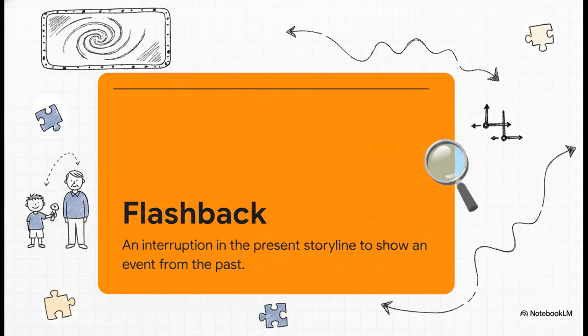Imagine you're watching a movie, right? And suddenly the screen gets a little wavy, maybe the music shifts, and boom. You are suddenly seeing the main character as a 5-year-old. That is a flashback. And authors use this brilliantly. It helps explain a character's deeply hidden past, or it reveals key pieces of information that directly shape their present reality. Because let's face it, you can't truly understand why a character acts the way they do today unless you know what happened to them yesterday.